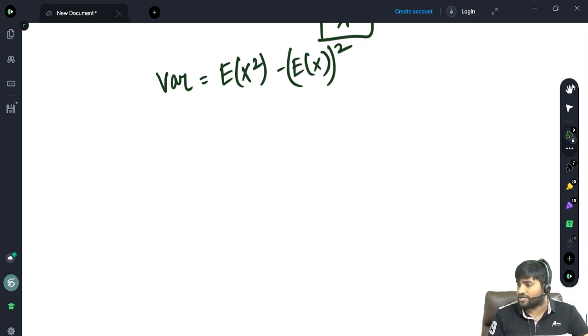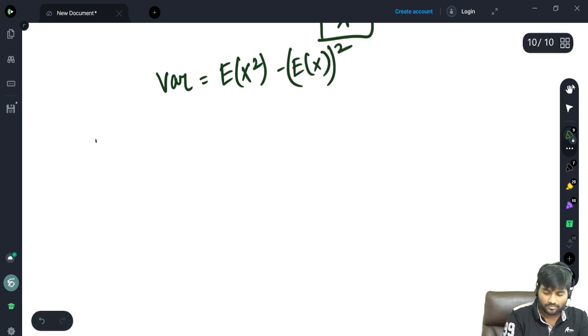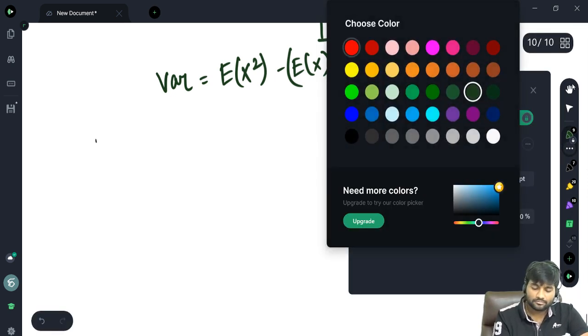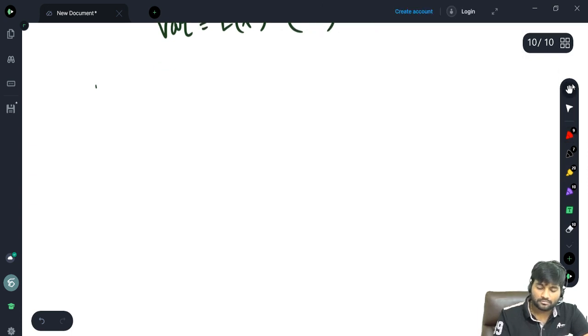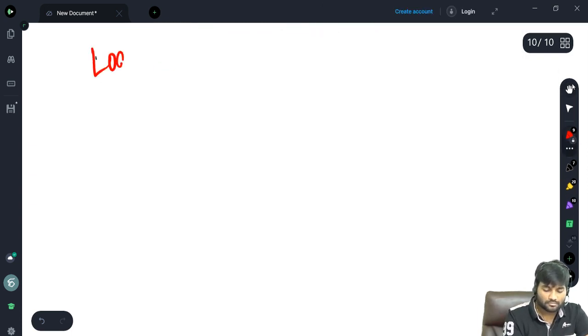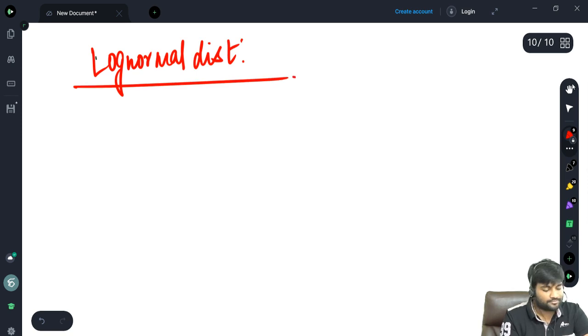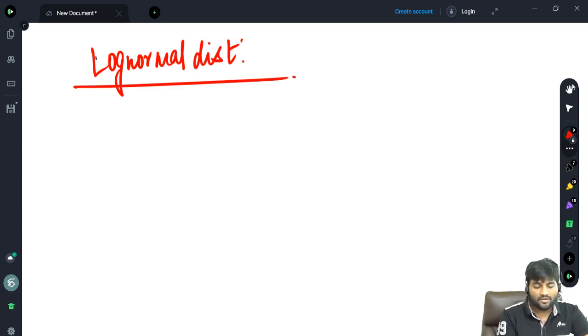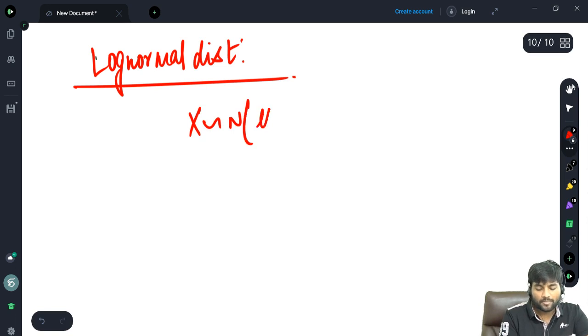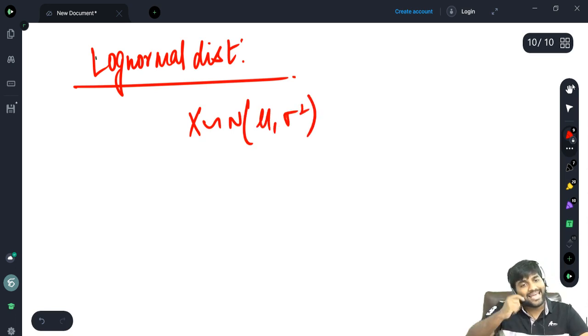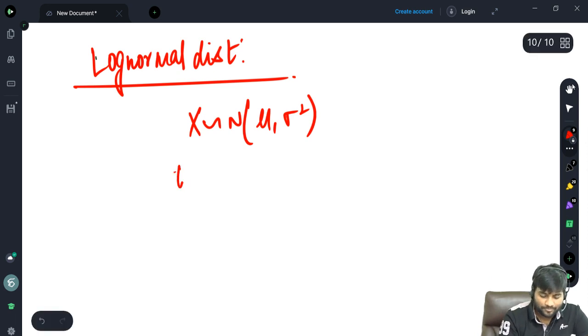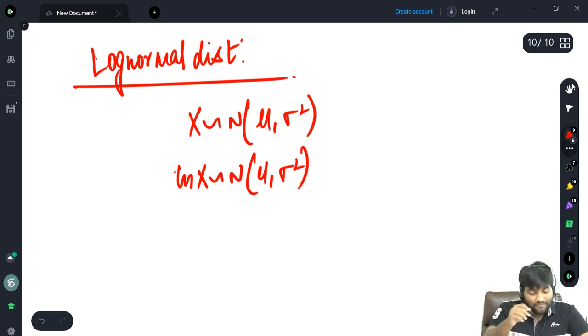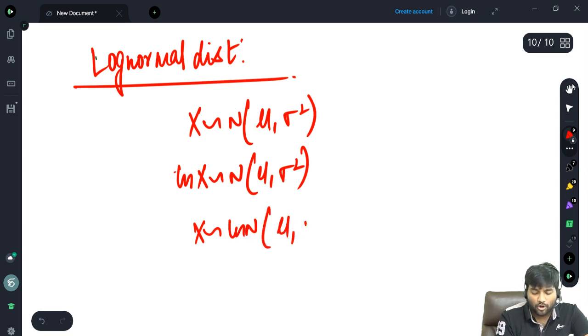So log normal distribution. Put the heading: log normal distribution. We have studied x follows normal mu comma sigma square. Like x follows normal, log x can also follow normal mu comma sigma square. And if log x follows normal, x follows log normal mu comma sigma square.